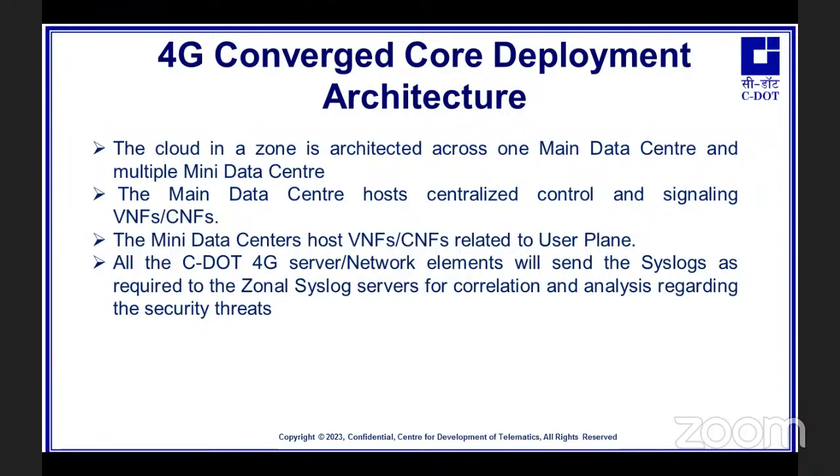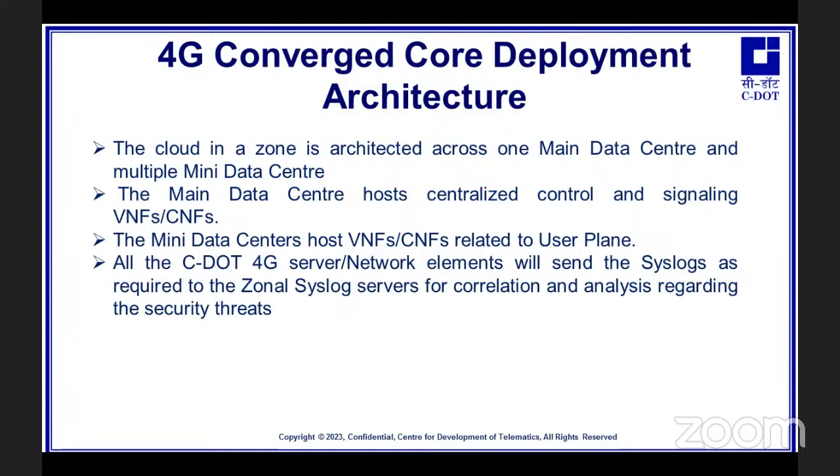So 4G, in continuation of what we are talking about, the cloud in a zone architecture. It is basically a main DC and multiple mini DC architecture, because most of the nodes we will put on a zonal basis and nodal basis to be precise, and the data plane servers will be put in the mini DCs in the circle grid. The main data center hosts the centralized control and signaling VNF and CNF, which I already covered. Then the mini DC hosts CNF based on the user plane, that is the data plane.